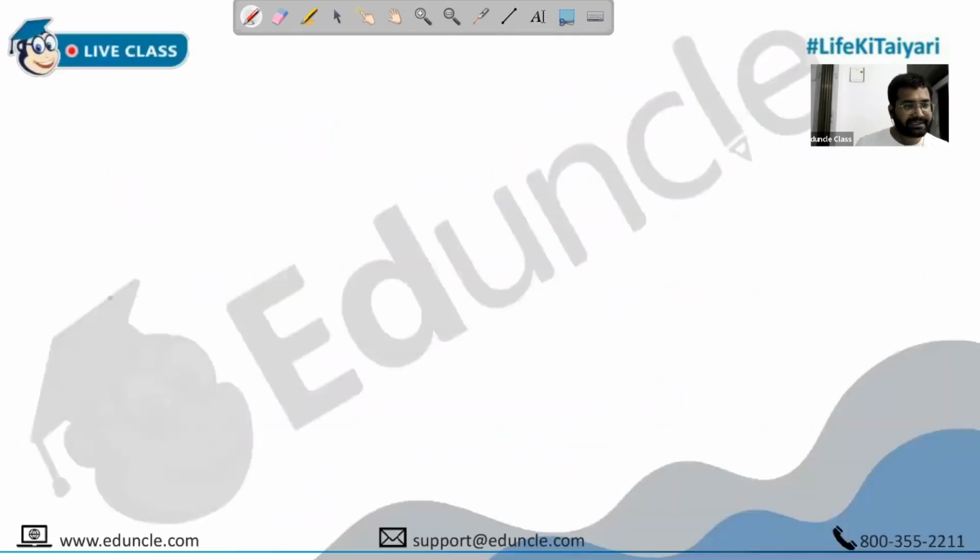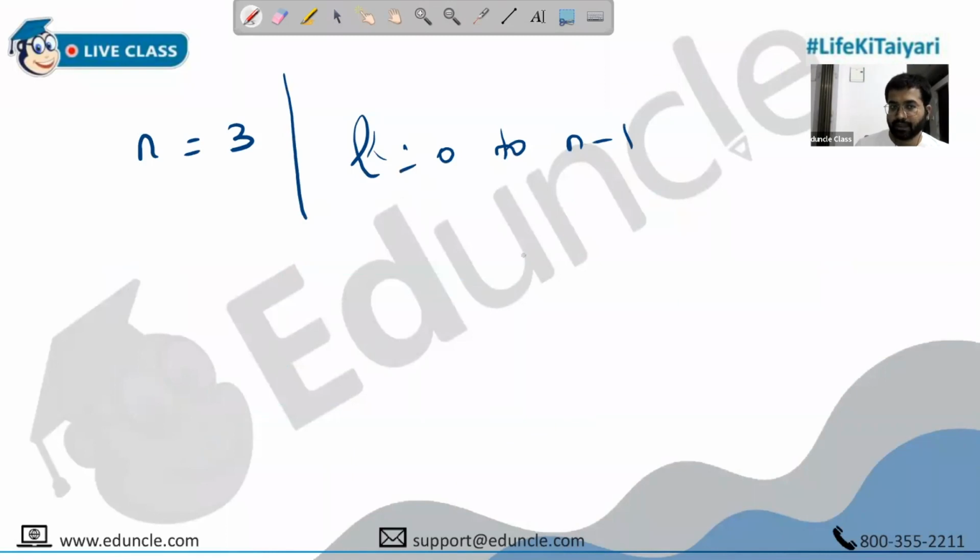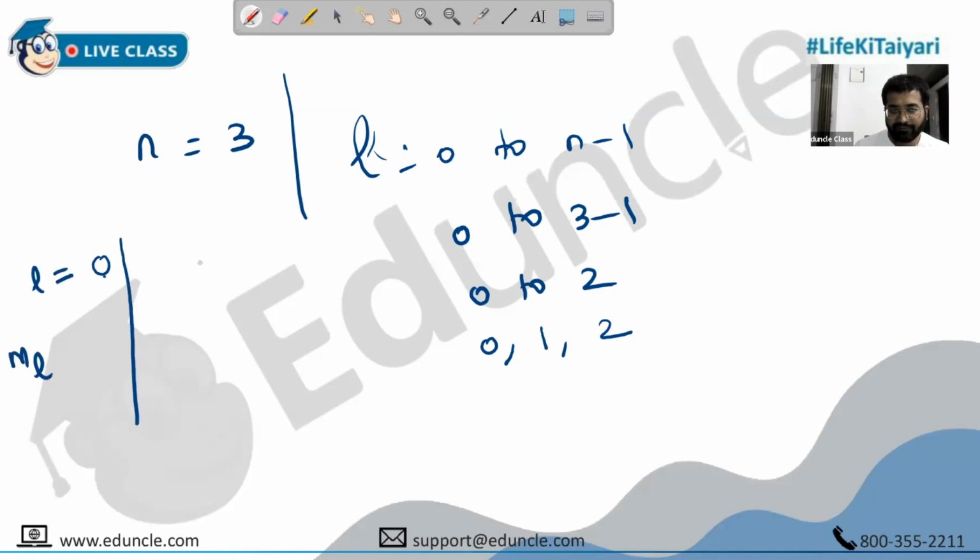See, it's simple. Yes, sir. In the exam, if I give you n is 3, L can take values, you need to remember, from 0 to n minus 1. Okay? So it can take values from 0 to 3 minus 1, so from 0 to 2. It means L can take 0, L can take 1, and L can take 2. And now there are many combinations possible. One possibility is when L is 0, one when L is 1, and one when L is 2. There are 3 possibilities of L.